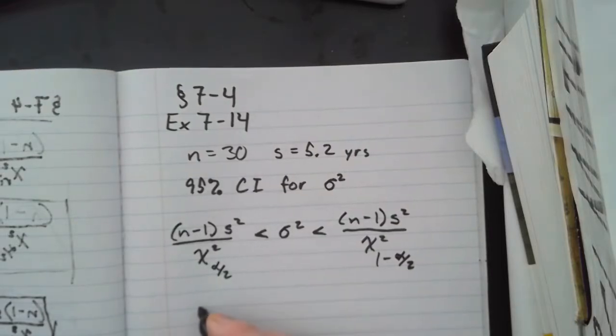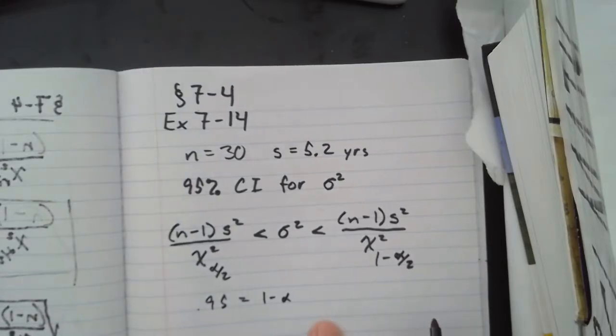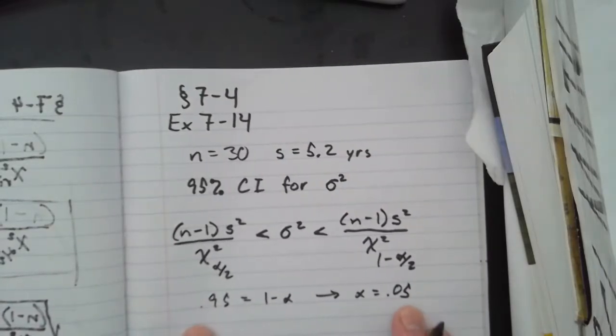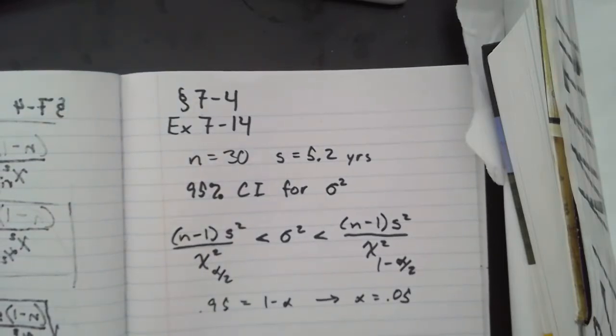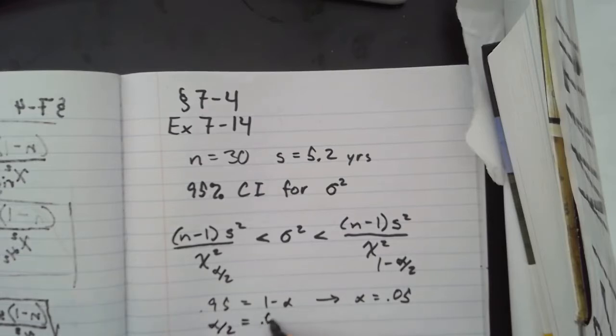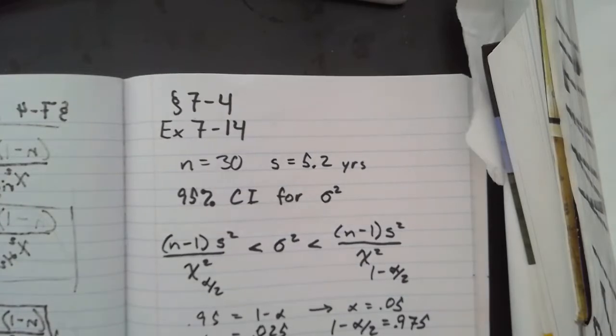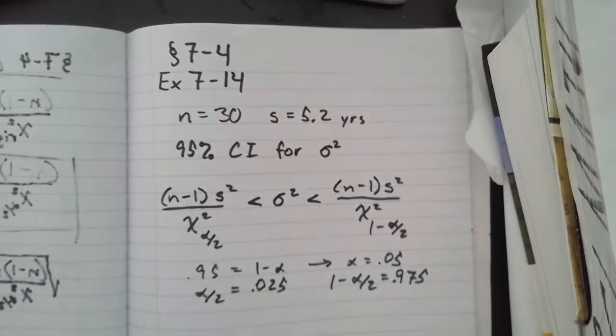All right, so first of all, 0.95 equals 1 minus alpha. Let's add alpha to both sides, subtract 0.95, so we get alpha is equal to 0.05. That makes sense, right? 0.05 plus 0.95 adds up to 1. And so then alpha divided by 2 is equal to 0.025, and then 1 minus alpha divided by 2 is 0.975.